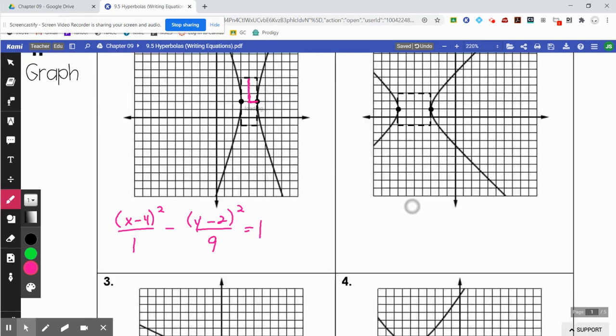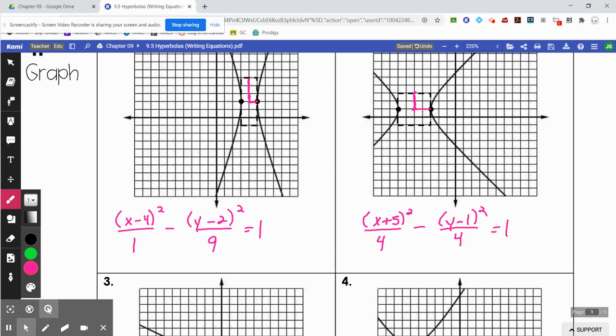Again, this is another horizontal. Your center is going to be located at 1, 2, 3, 4, 5, negative 5, 1. It is horizontal, so let's list our x first. So that's going to be x plus 5, moves it left 5. And then y minus 1 is going to move it up 1. The distance from the center to your vertex in either direction is going to be your a value. So that's 2 there. So 2 squared is 4, goes under here. And then the distance from your center to your covertex, which is right here, is going to be your b value, and your b squared goes here. So there is the equation of your hyperbola.